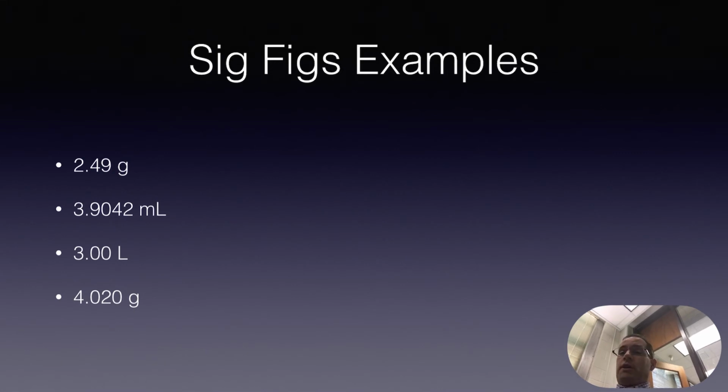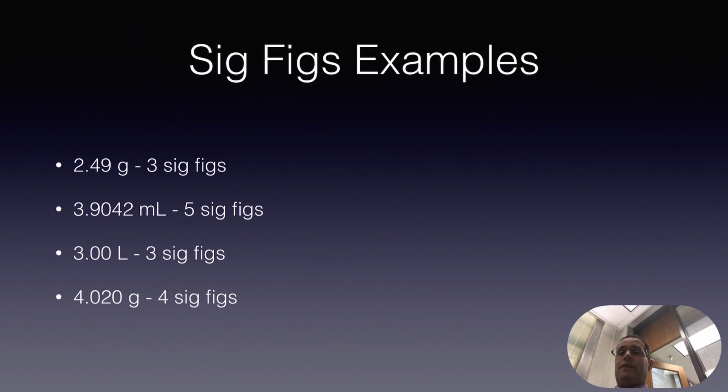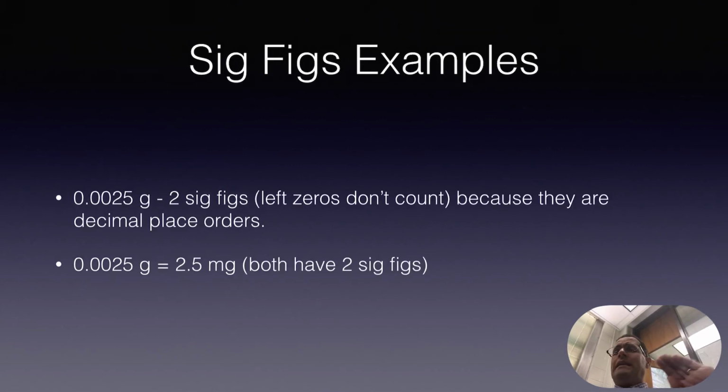So let's look at these. 2.49: the 2, the 4, and the 9 are all part of that measurement. So this has 3 significant figures. This next one, we have a 3, a 9, the 0 in the middle, the 4, and then the 2. So all of those add up to 5 significant figures, okay? We have 3.00. So this one has 3 significant figures. This one here, 4020, those are all part of the measurement, so there are 4 significant figures there, okay?